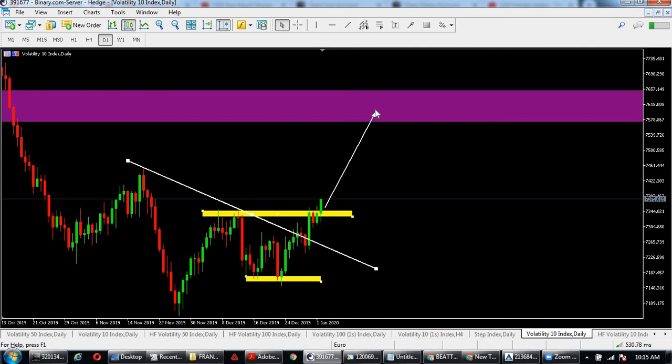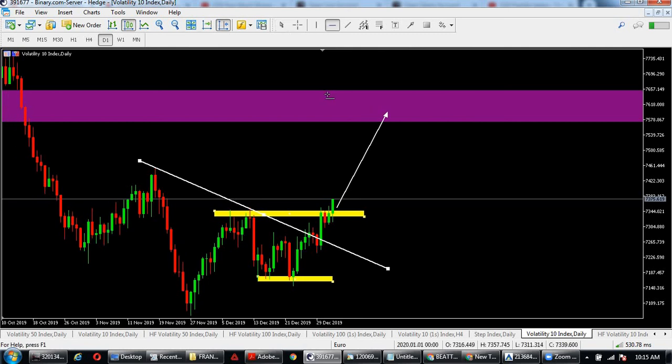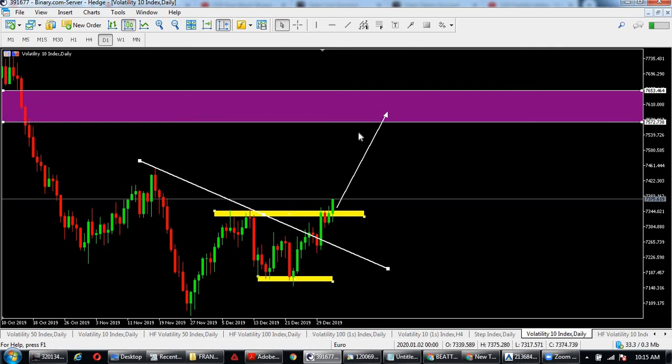So guys, I'm calling volatility 10 index a buy. I'm calling volatility 10 index a buy for the next couple of days and a week, depending on how long it takes price to move from this point to our purple rectangular zone, which is our take profit. So we want to consider anywhere around this zone as our take profit, anywhere around 7572.738 and 7653.464 as our take profit.